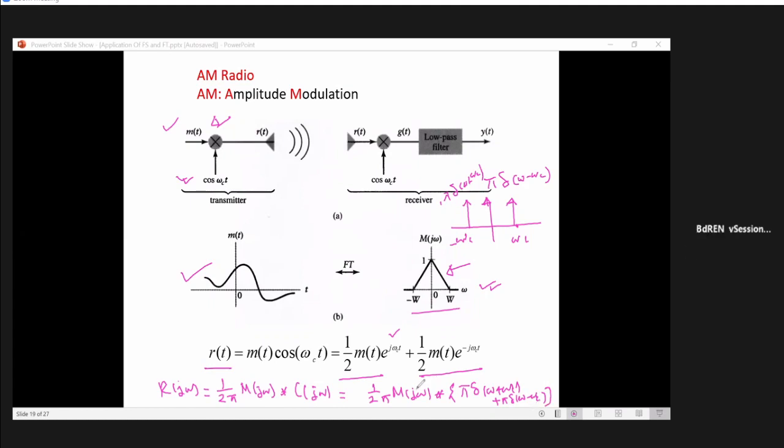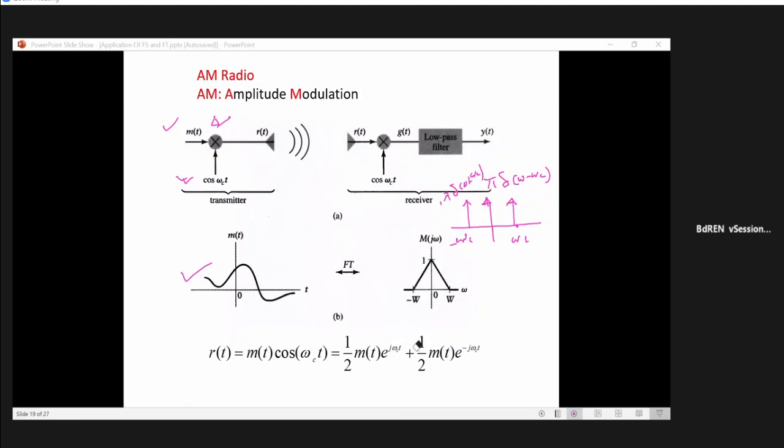So what will happen then? If we convolve your M j omega with this delta, your M j omega will be shifted to the location of minus omega c. And when we convolve our M j omega with delta omega minus omega c, it will be shifted to the location of omega c. So in this way, you can easily find that the message spectrum is shifted to the high frequency band centered at omega c.